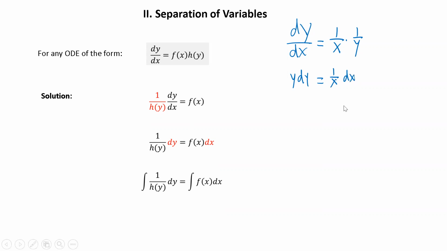Now I'm ready to integrate both sides. Integrate y dy equals integrate 1 divided by x dx. The left hand side would be y squared divided by 2, but it's an indefinite integral, so of course let's add a constant c. What about the right hand side? What is the integral of 1 over x?